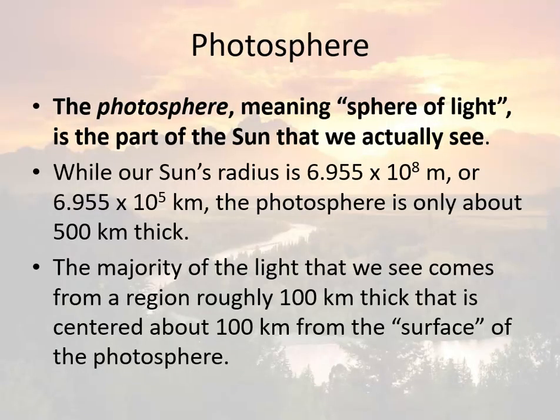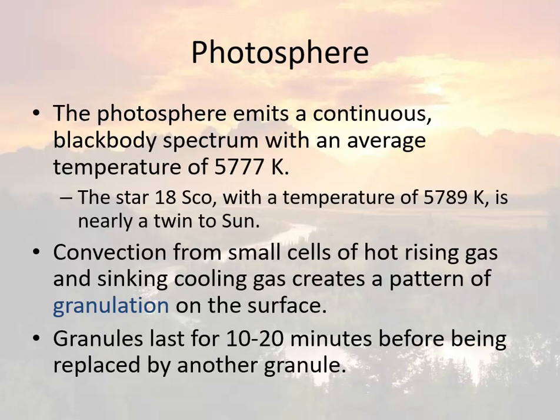Now, this photosphere, again, that's what we actually see. And you could consider this somewhat part of the solar atmosphere, but it's the border between the interior and the atmosphere. But again, it's the part that we actually see. In fact, the majority of the light that reaches our eyes actually comes from a region that's only about 100 kilometers thick. Remember, our sun is about 700,000 kilometers in radius. Now, the photosphere itself has a blackbody spectrum with an average temperature of around 5,800 kelvins.